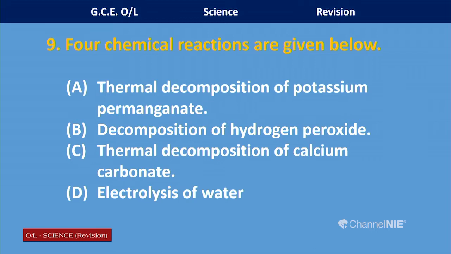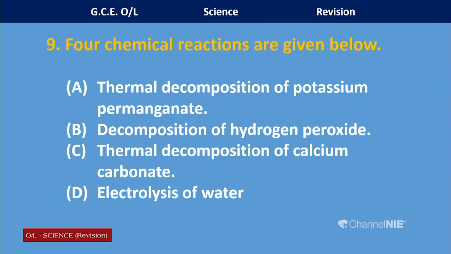D. Electrolysis of water. Out of these 4, oxygen will be released as a product from A. If you heat potassium permanganate, oxygen is given out as the only gas. If you decompose hydrogen peroxide, oxygen is given out as the only gas.